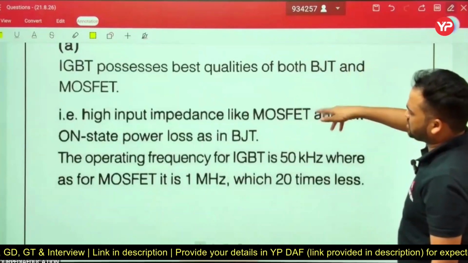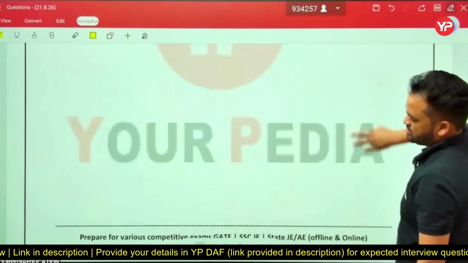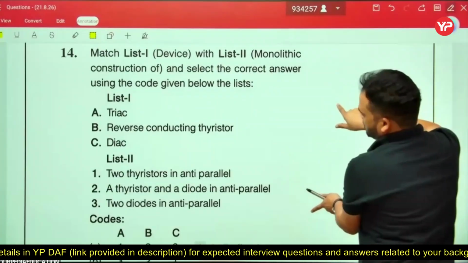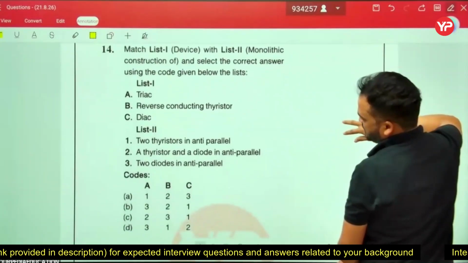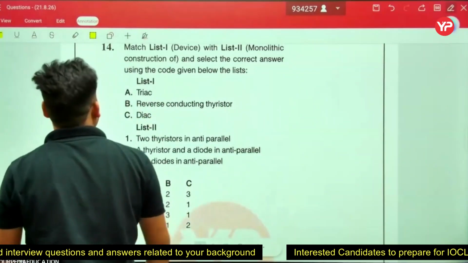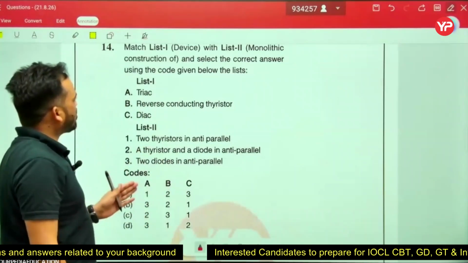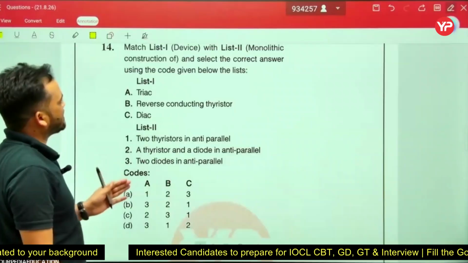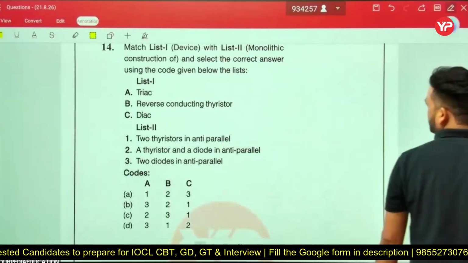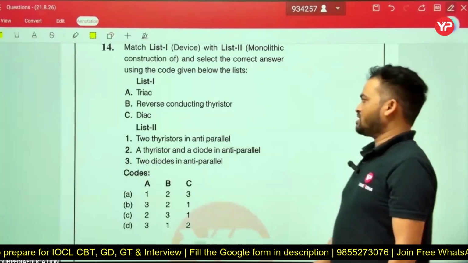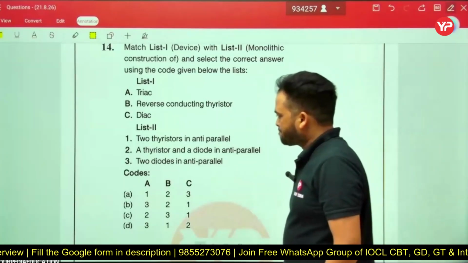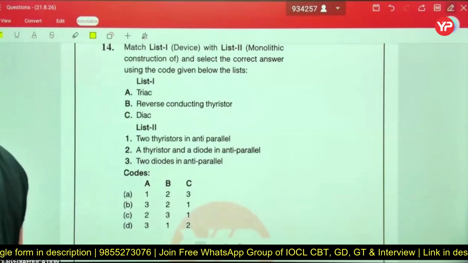Now, these are all the key points related to IGBT. This question is also important. Matching type. Match list 1, that is device, with list 2, monolithic construction of, and select the correct answer using the code given below the list. Triac, reverse conducting thyristor, that is RCT, Diac. Very simple.